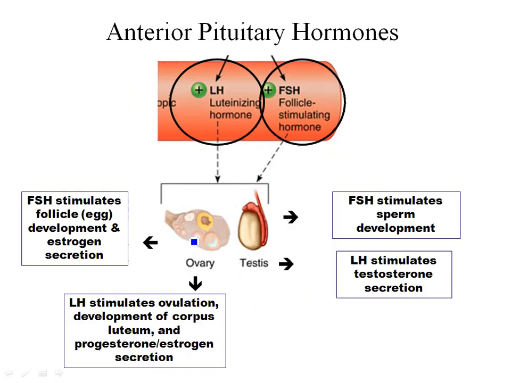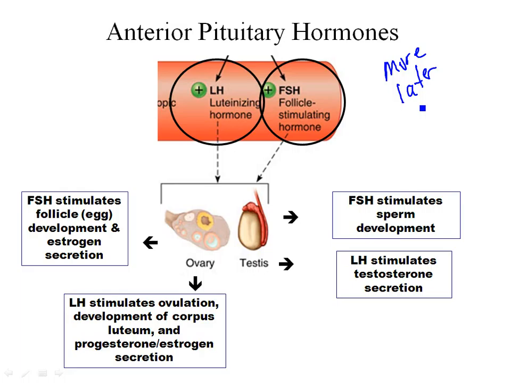The other anterior pituitary hormones, again, more later. You're going to see much more detail when we talk about the reproductive system. We've got a lot more information about LH and FSH. We talk about the menstrual cycle, estrogen, testosterone, all those things that are going on with reproduction.